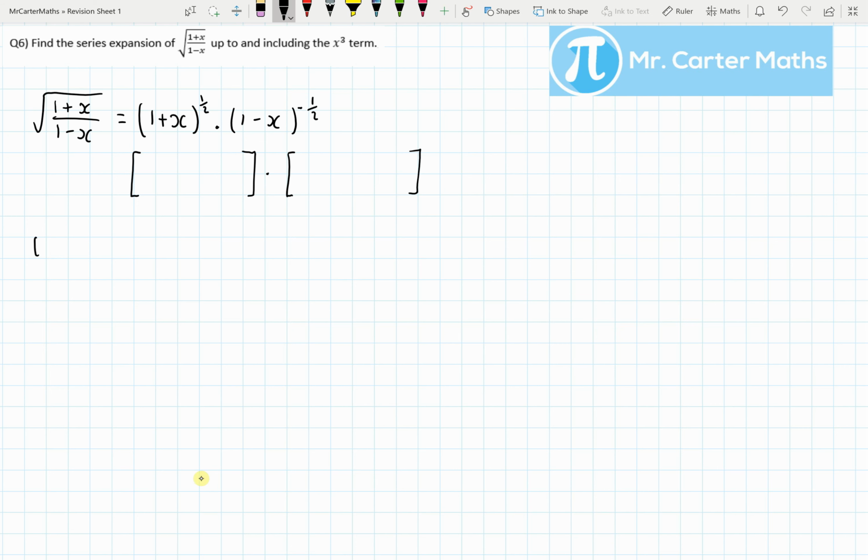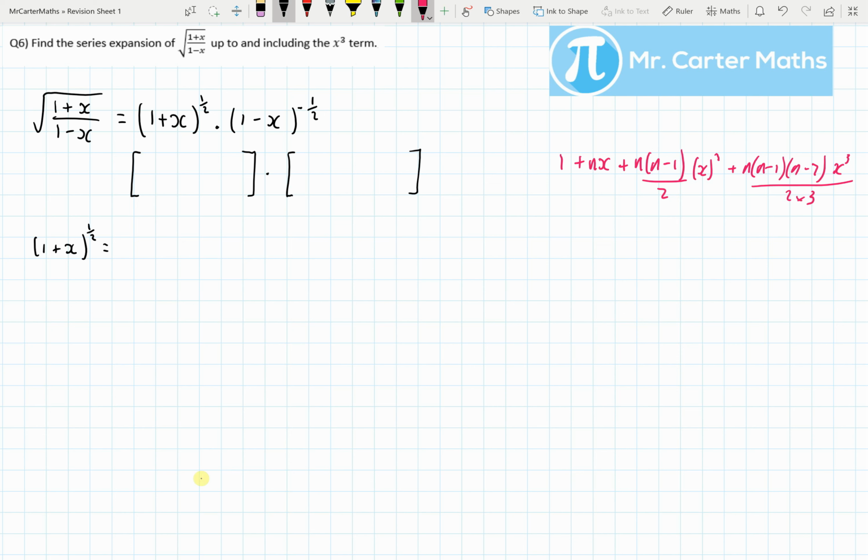Okay, so I'm going to think about these two things as individual units. First, I'm going to think about that expansion on its own. Binomial expansion, hopefully we know, it's in your formula book anyway, is 1 plus nx plus n minus 1 over 2 x squared plus n minus 1 n minus 2 x cubed all over 2 times 3.